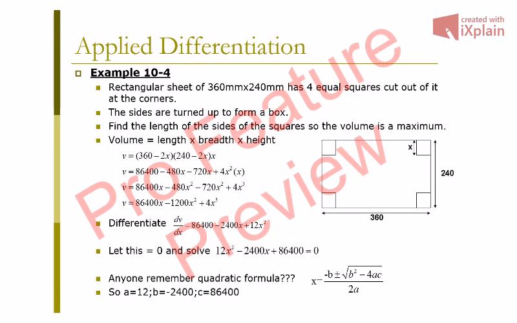Okay, in this example we're going to look at applied differentiation. Here we are given a problem where we have a rectangular sheet of metal. The dimensions are 360 millimeters by 240 millimeters, and it has 4 equal squares cut out at the corners. The side of each square is x millimeters, so each square is x millimeters squared.